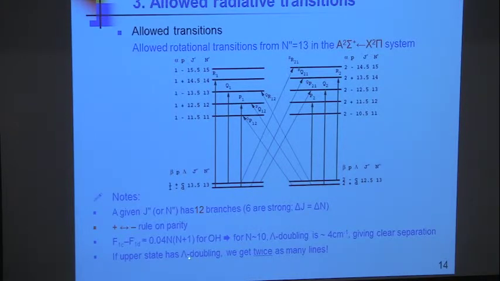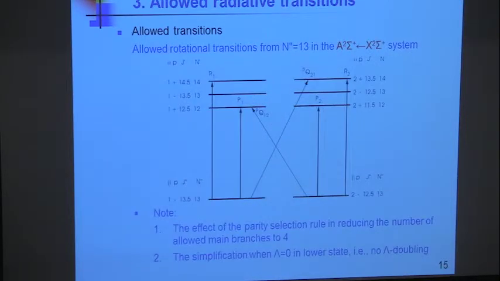If the upper state had lambda doubling, we would have twice as many lines. So thank goodness the upper state is not lambda doubled. If we'd have been lucky enough to study a case that was not lambda doubled, namely X 2 sigma to A 2 sigma, see how simple it would be now? We'd have to only deal with the fact that we have F1 and F2.